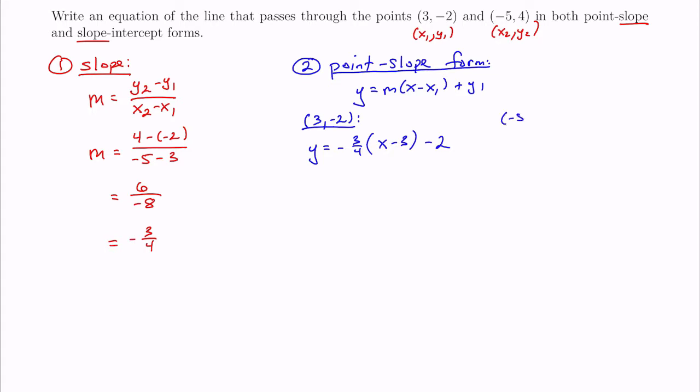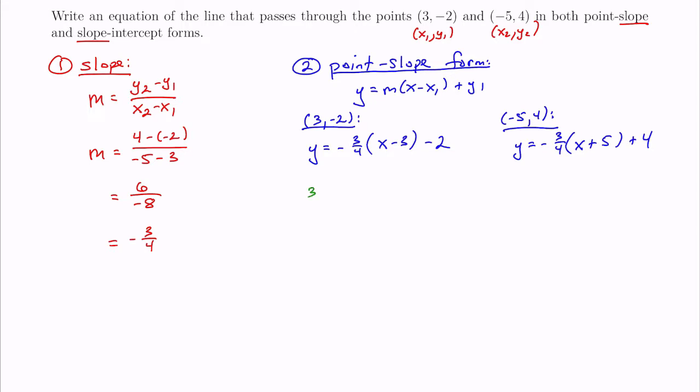On the other hand, had we used the point (-5, 4), our equation in this situation would have become y equals -3/4 times the quantity x minus -5, which we'll write as x plus 5, plus 4. Y equals -3/4 times the quantity x plus 5, plus 4.